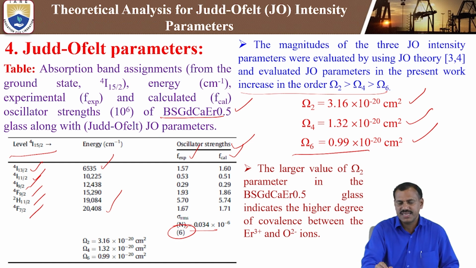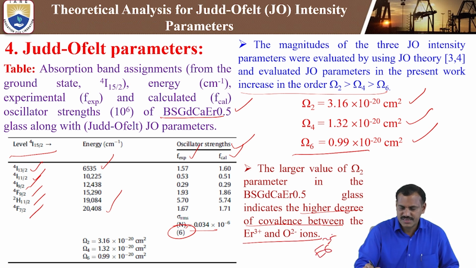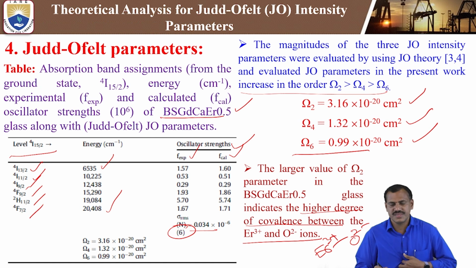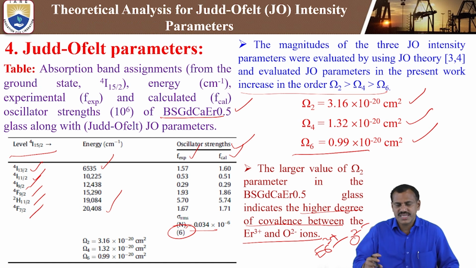This shows the larger value of the omega 6 parameter in the erbium doped BSGD glass, which indicates a higher degree of covalence between the erbium 3 plus ions and the ligands. Each erbium 3 plus ion is mainly exchanging with the ligand ions, that is O2 minus. So this is a higher degree of covalence between the erbium 3 plus ions and the surrounding environment of oxygen ions, the O2 minus ions.